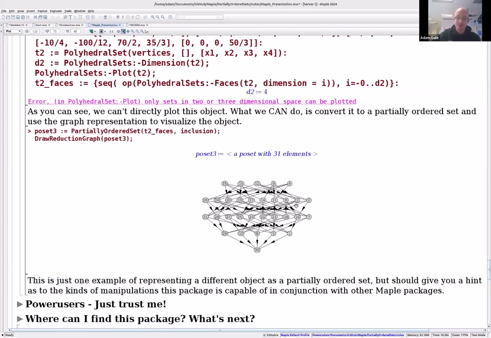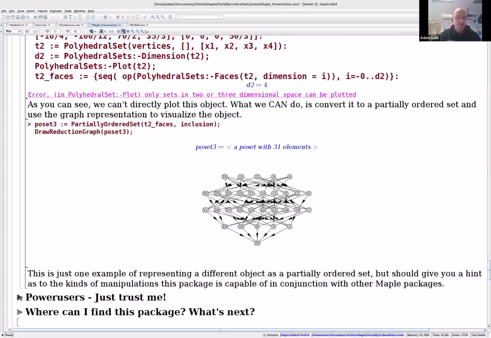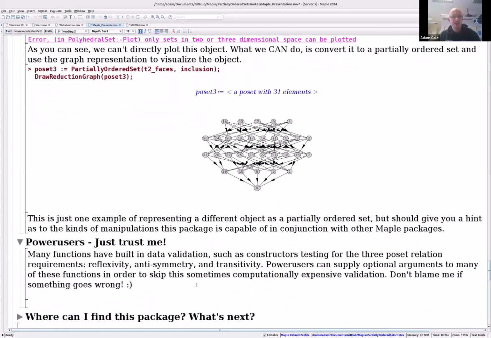So this is just one example of representing different objects as partially ordered sets. But it should give you a hint as to the kinds of manipulations this package is capable of in conjunction with other Maple. We also have a couple extra options for power users. Many functions have a built-in data validation, such as poset constructors testing for those 3 poset relations: reflexivity, antisymmetry, transitivity. Power users can supply optional arguments to some of these functions to skip this sometimes computationally expensive validation. Just don't blame me if something goes wrong after doing that.